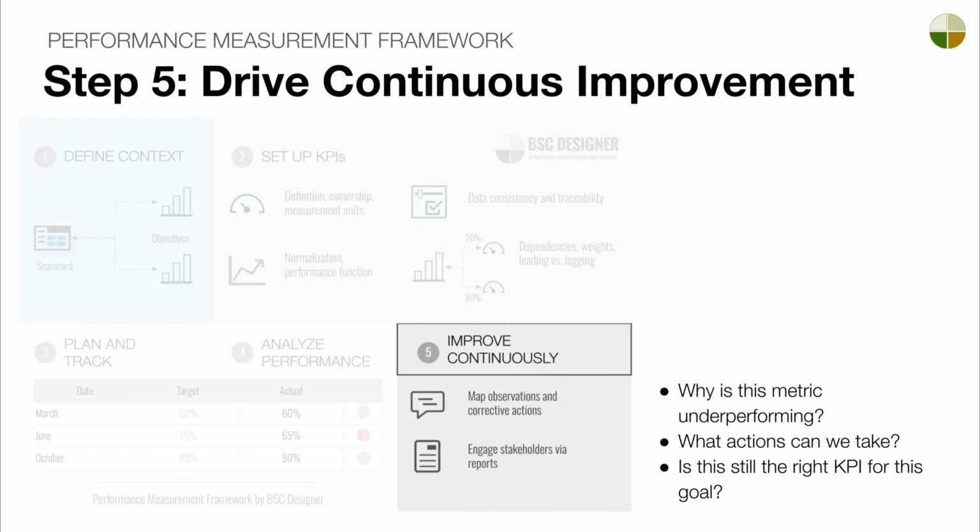Step 5, drive continuous improvement. How do you act on what you've learned? Avoid linking KPIs directly to rewards or incentives. Instead, use them as starting points for discussions. Why is this metric underperforming? What actions can we take? Is this still the right KPI for this goal? Encourage feedback through comments. Document improvement plans. Share results with your team, including decision makers and senior stakeholders.